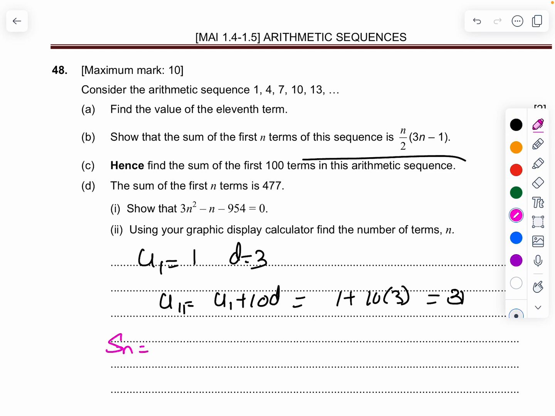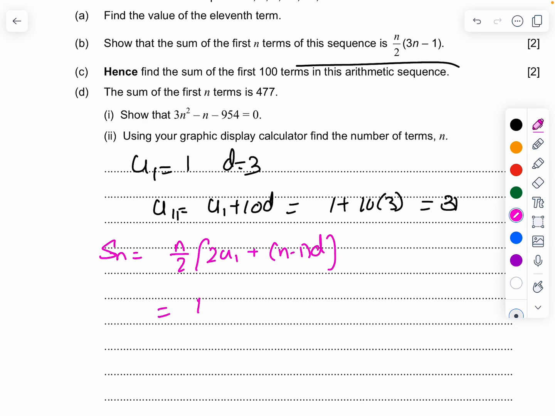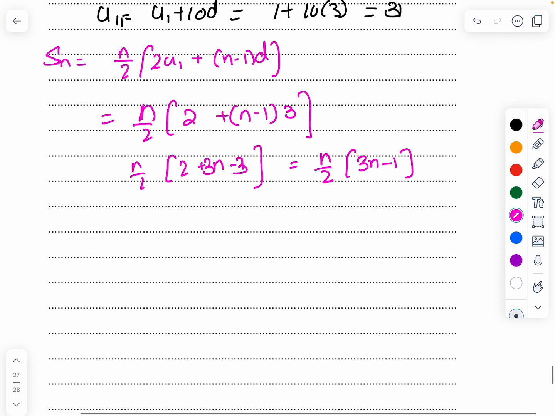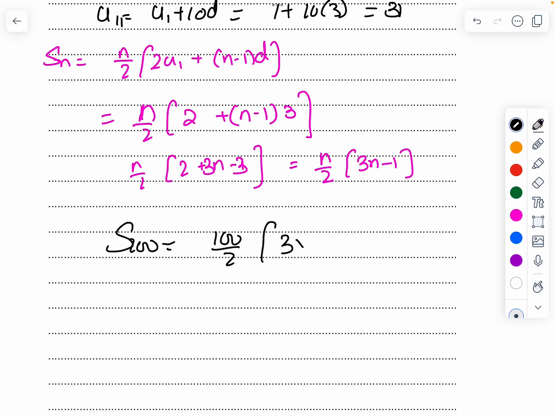Sn equals n upon 2 times (2u1 plus (n minus 1) times d). So u1 is 1, so n upon 2 times (2 times 1 plus (n minus 1) times d). d is 3. So n upon 2 times (2 plus 3n minus 3). So it becomes n upon 2 times (3n minus 1). Hence find the sum of the first 100 terms of the arithmetic sequence. So just plug in 100. S100 equals 100 upon 2 times (3 times 100 minus 1), which is going to be 14,950.